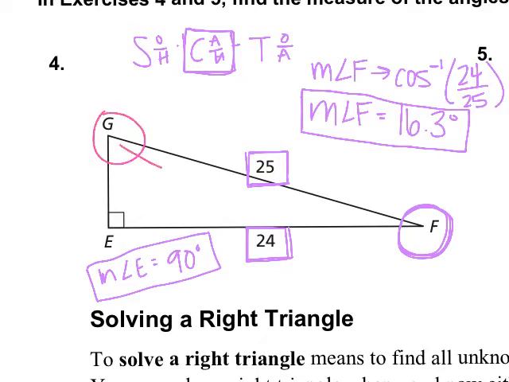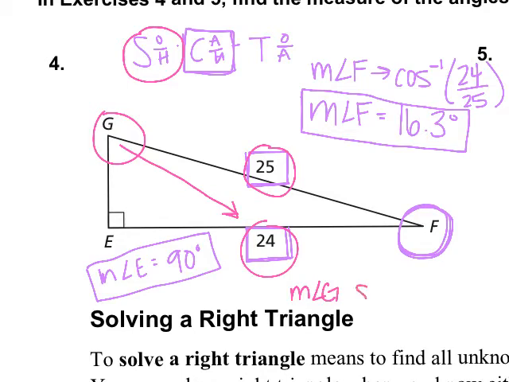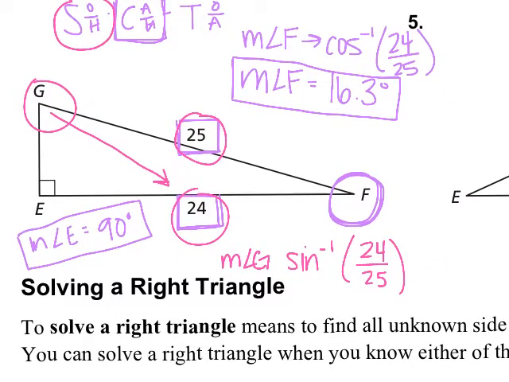From angle G, we have opposite over hypotenuse, and that would be a sine. Because we're trying to find the measure of angle G, remember we need the sine inverse of that same ratio, 24 over 25. It's the same ratio we were coming up with on day one. The ratio has not changed, it's just the sine inverse that has changed. So the measure of angle G, sine inverse, gives us 73.7 degrees.